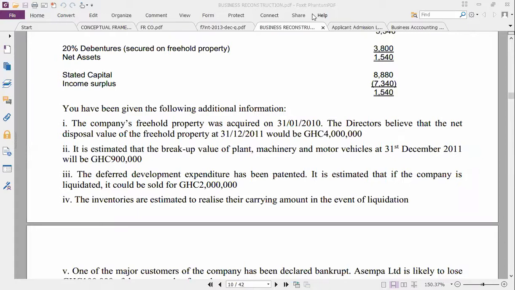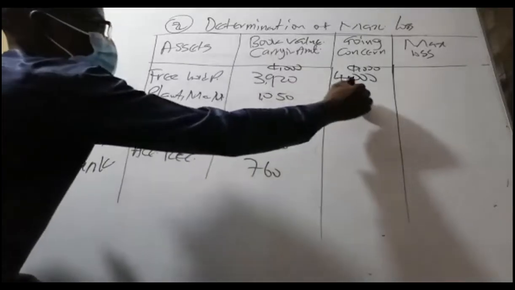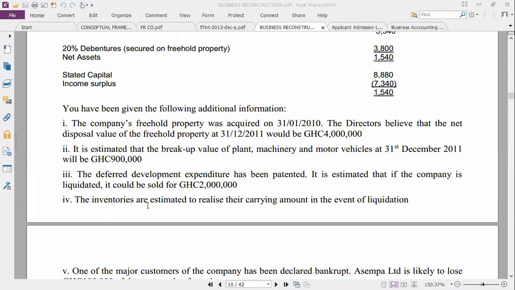So let's see. So here will be 900. Then I'll go to the next asset on the list. It said that the deferred development expenditure has been patented. It is estimated that if the company is liquidated, it could be sold for 2 million.